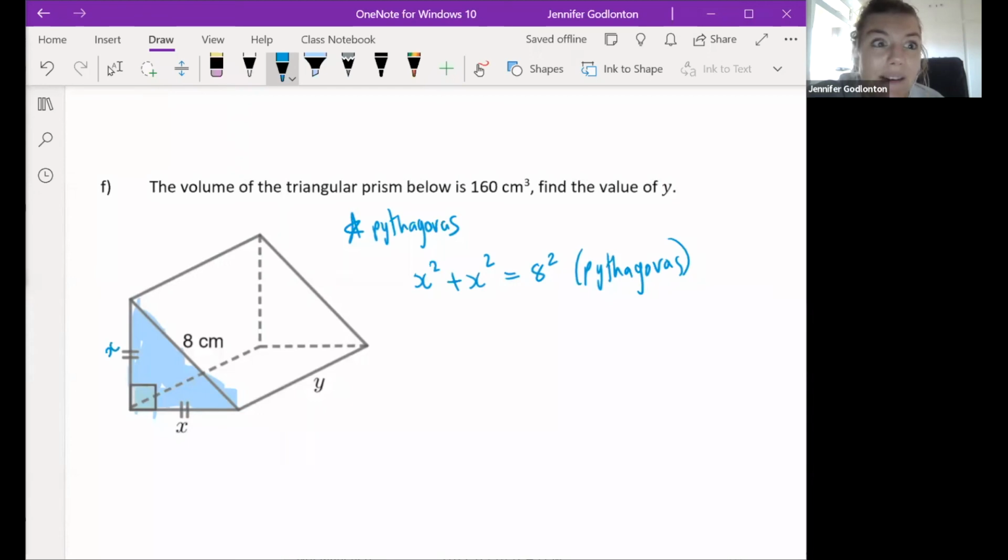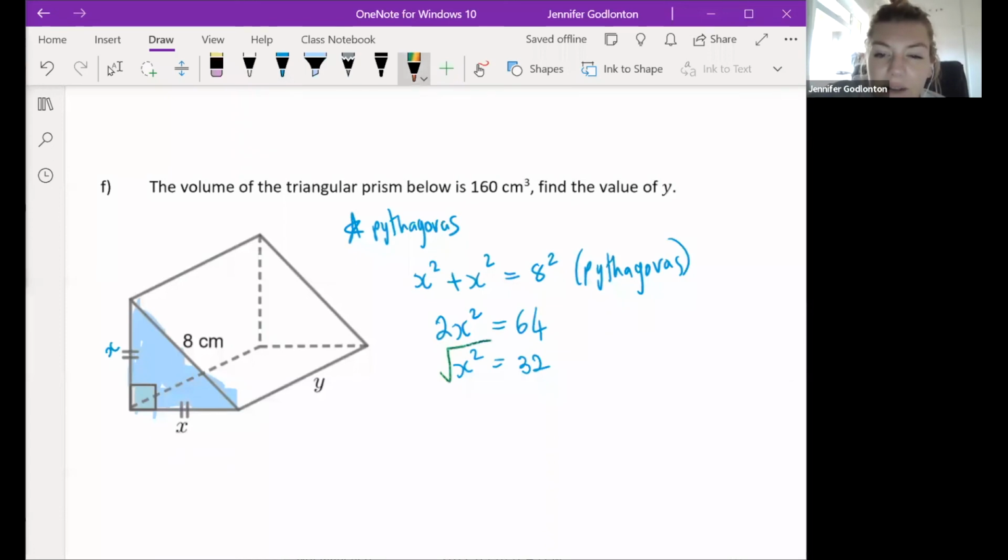X squared plus x squared is going to give us 2x squared. So we're going to have 2x squared, because they're like terms, equal to 8 squared, which is 64. Which means x squared is going to equal 32. And then I'm going to leave this in what we call surd form. Remember, surd form is when we have a square root sign. So x is going to equal the square root of 32. The reason I'm keeping it in surd form is because it'll make my answer a little bit easier at the end. Okay, cool. So that's what x is.